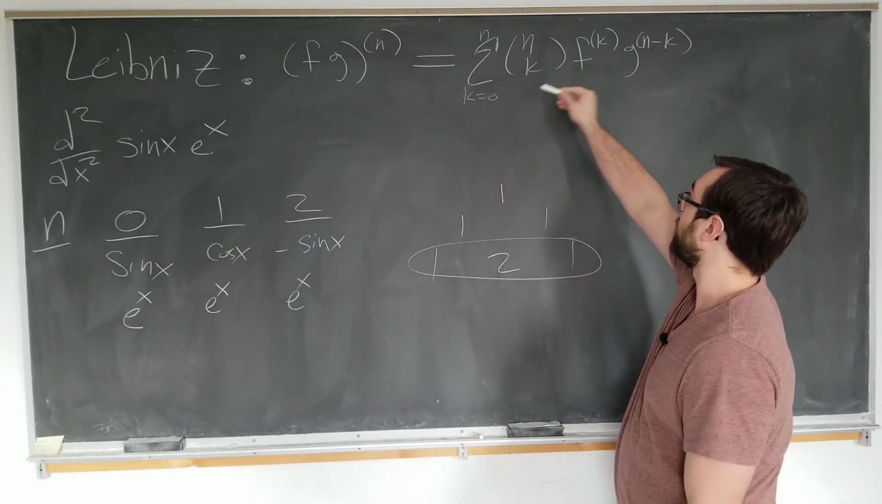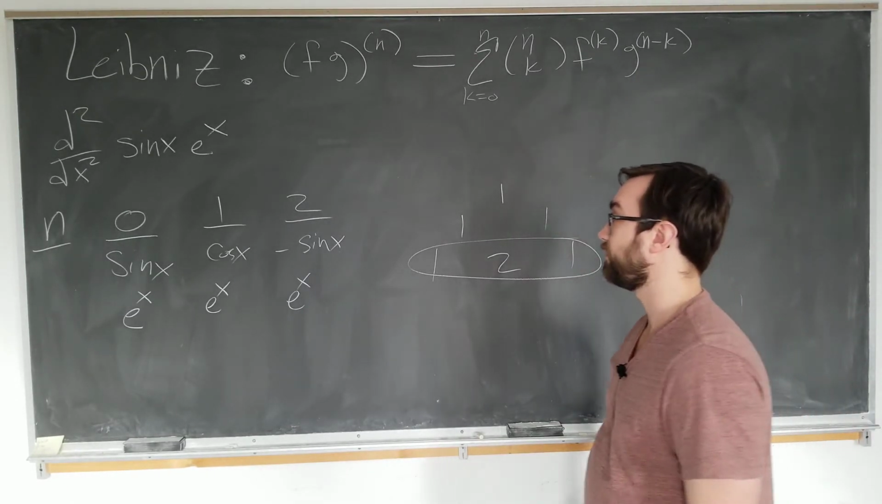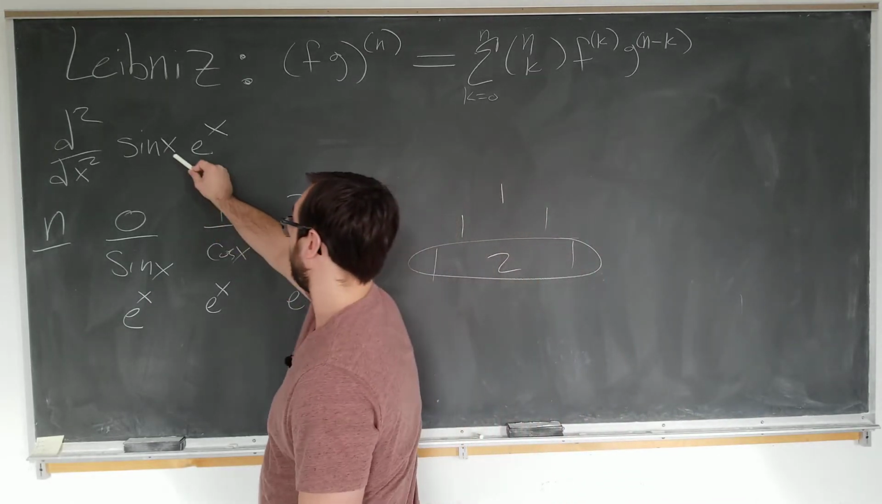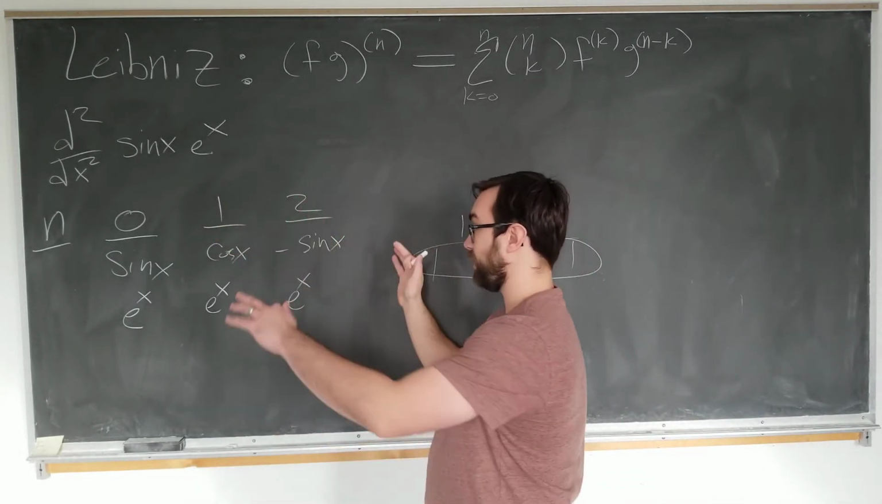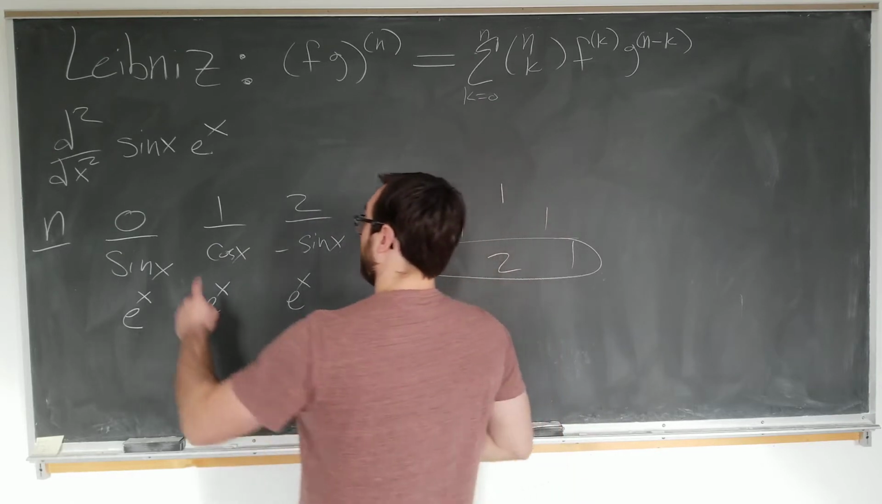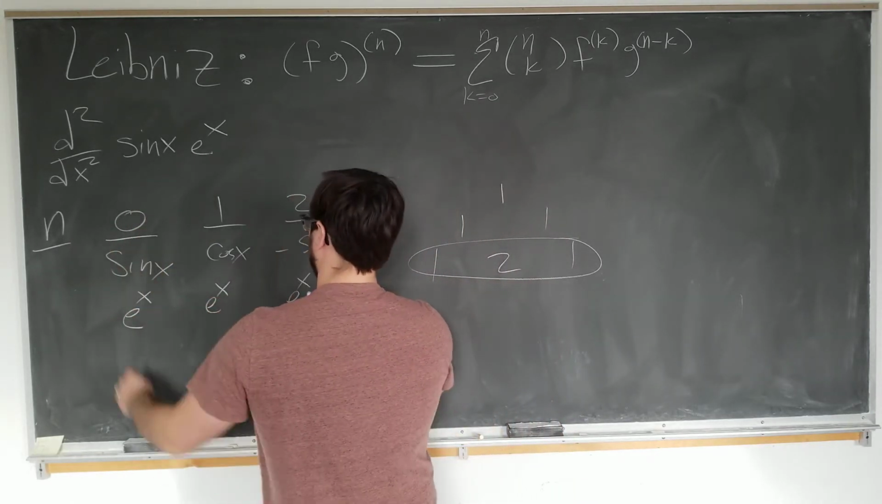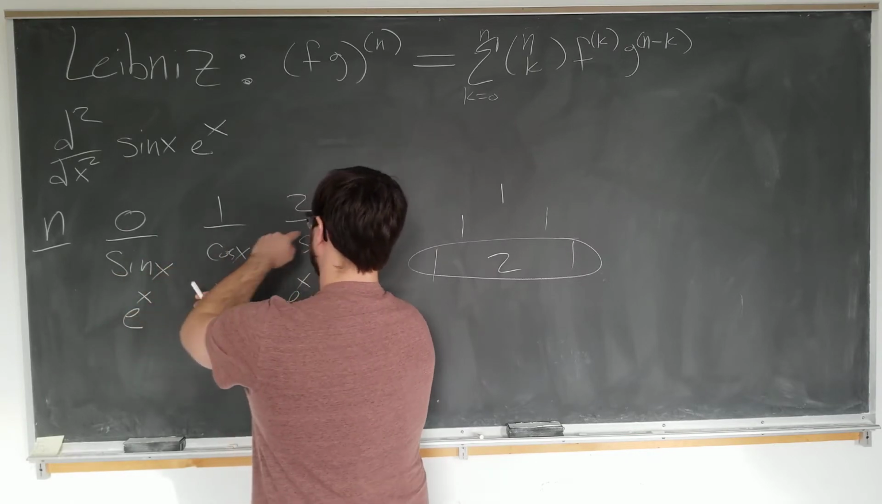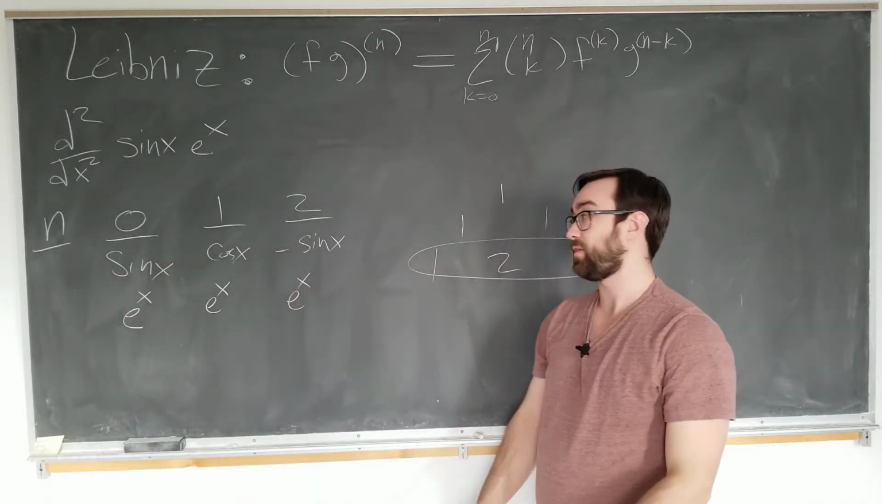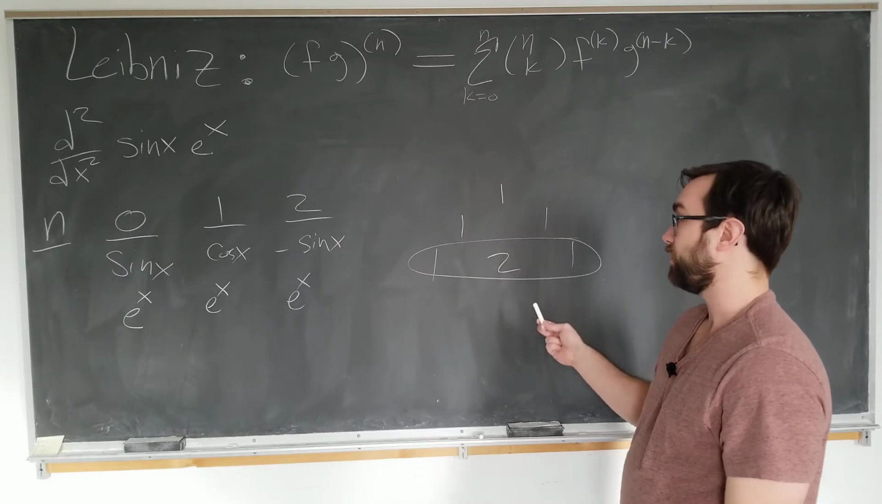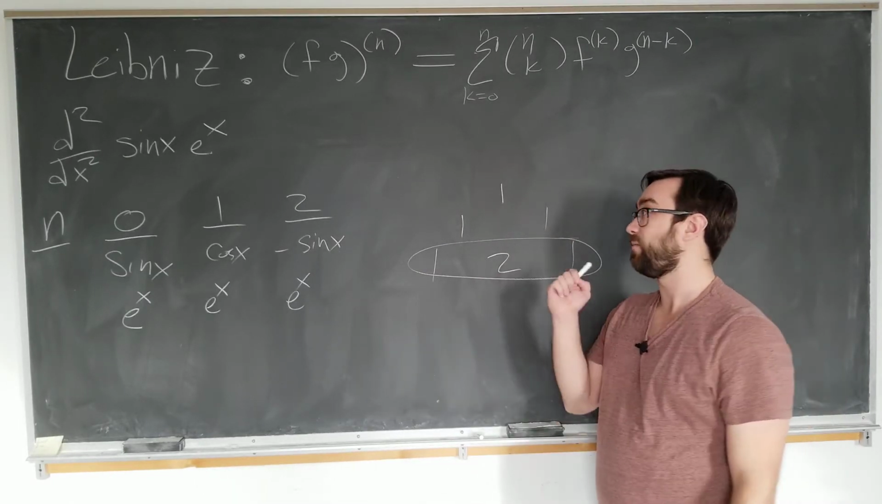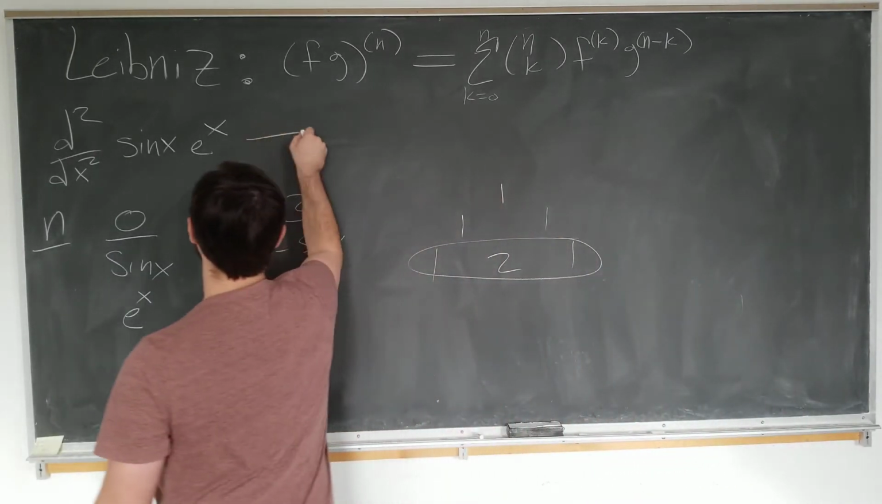And in practice, what this formula says here is if you want the second derivative of the product of two functions, you're going to make this table. You're going to take this function at the left-hand side and this function at the right and multiply them together with the weight of the binomial coefficient. So this allows us to write down immediately the following answer.